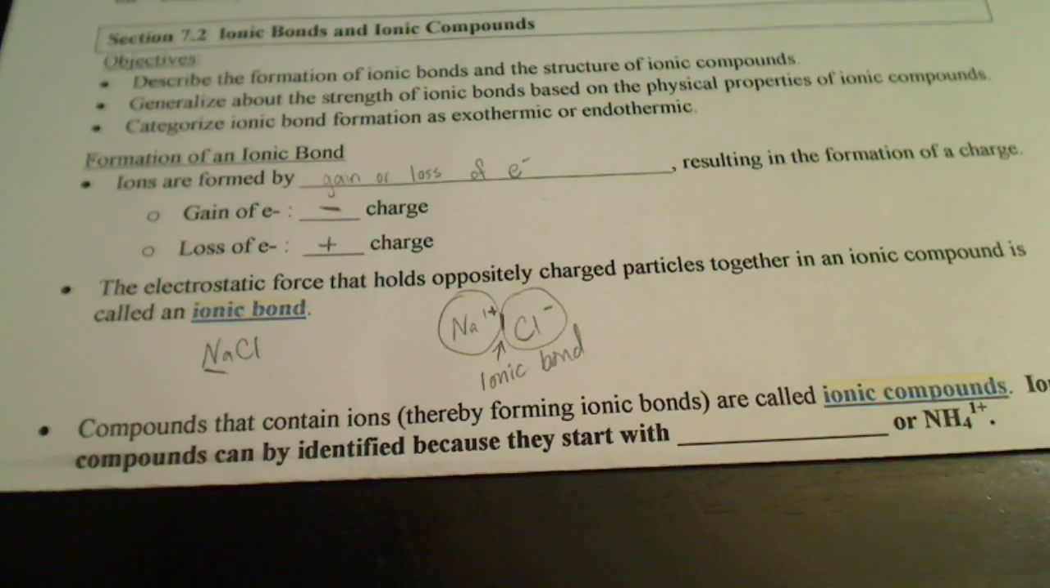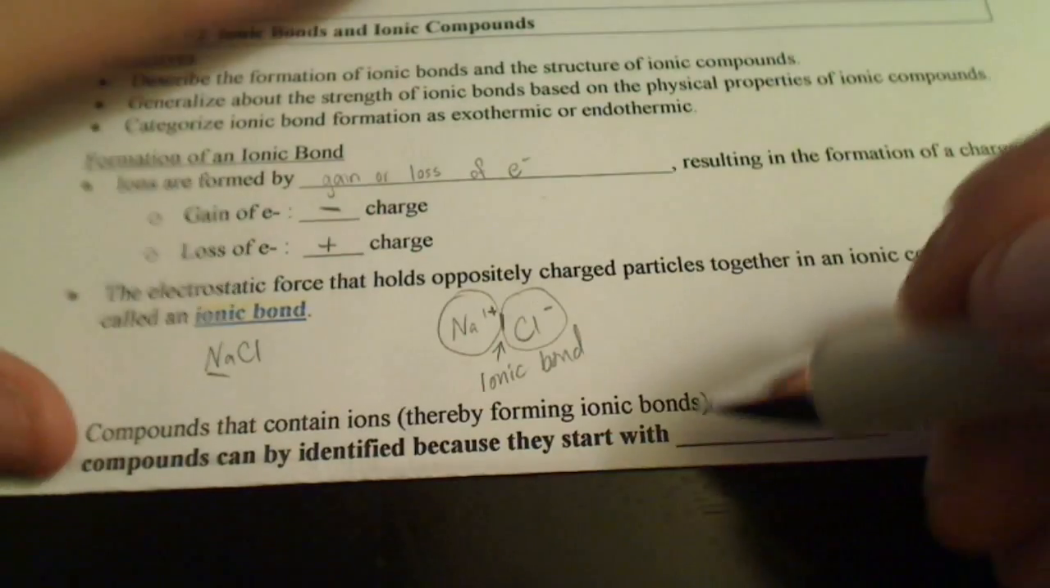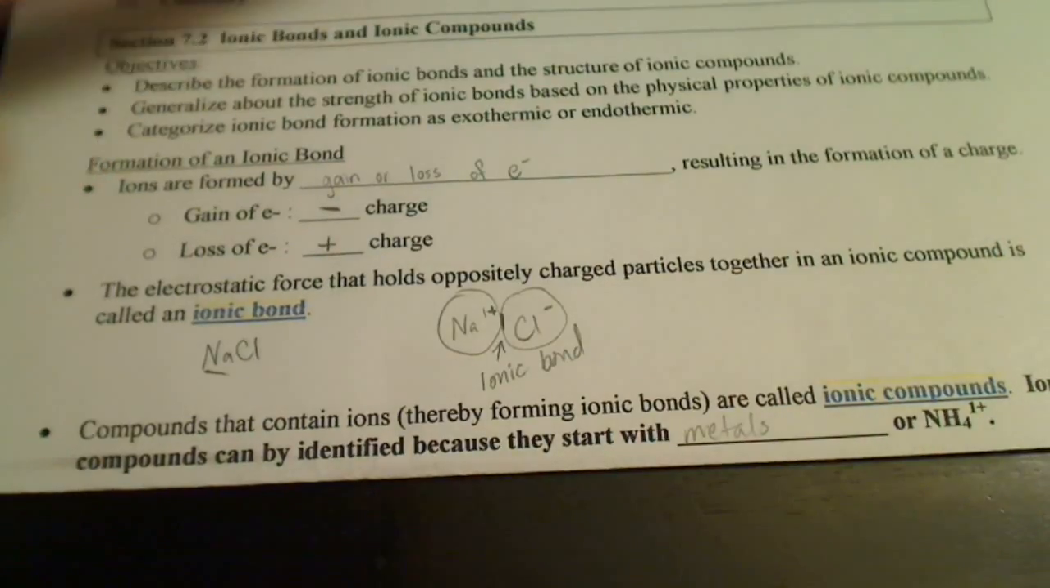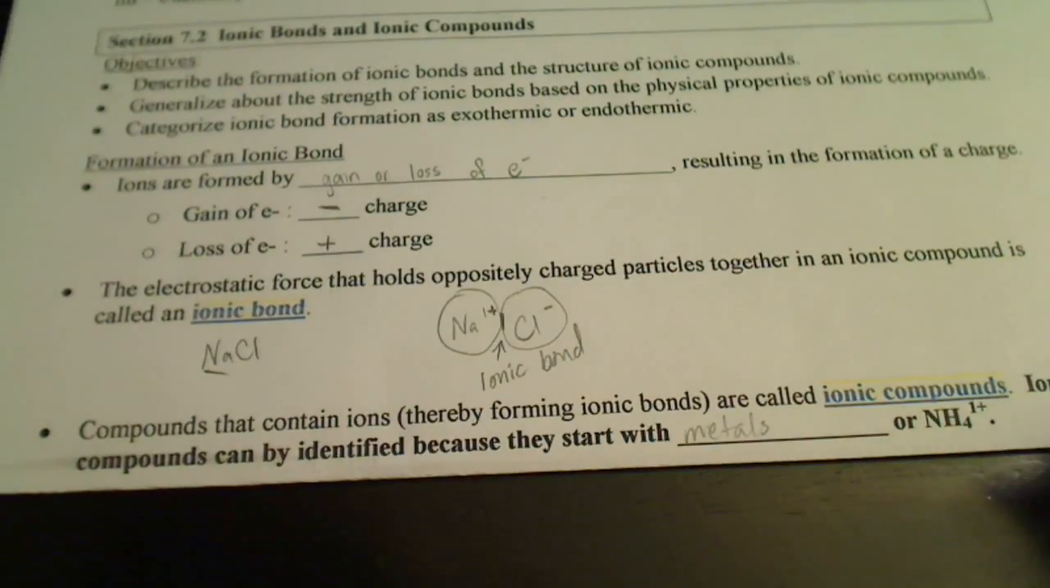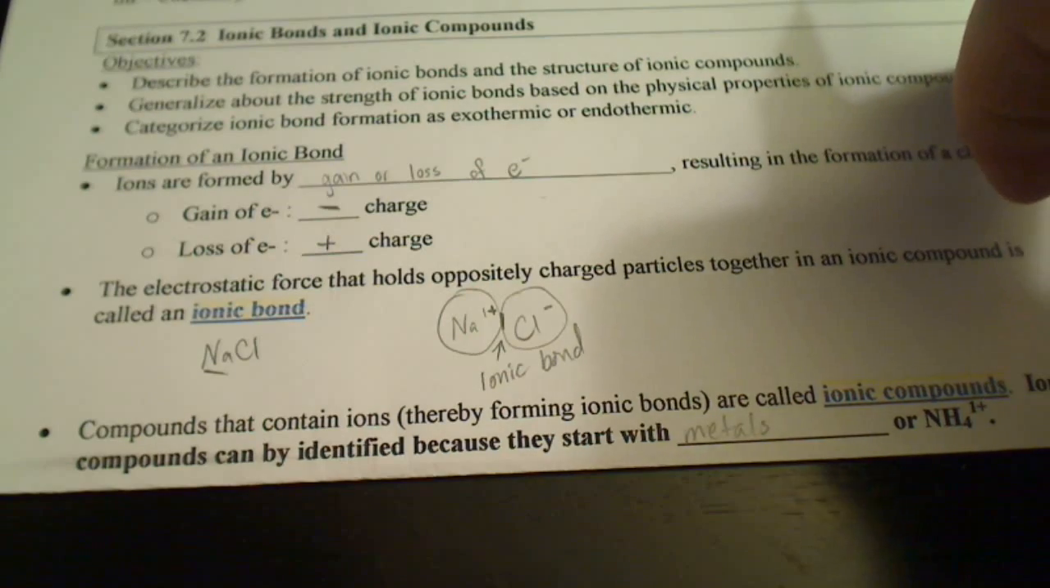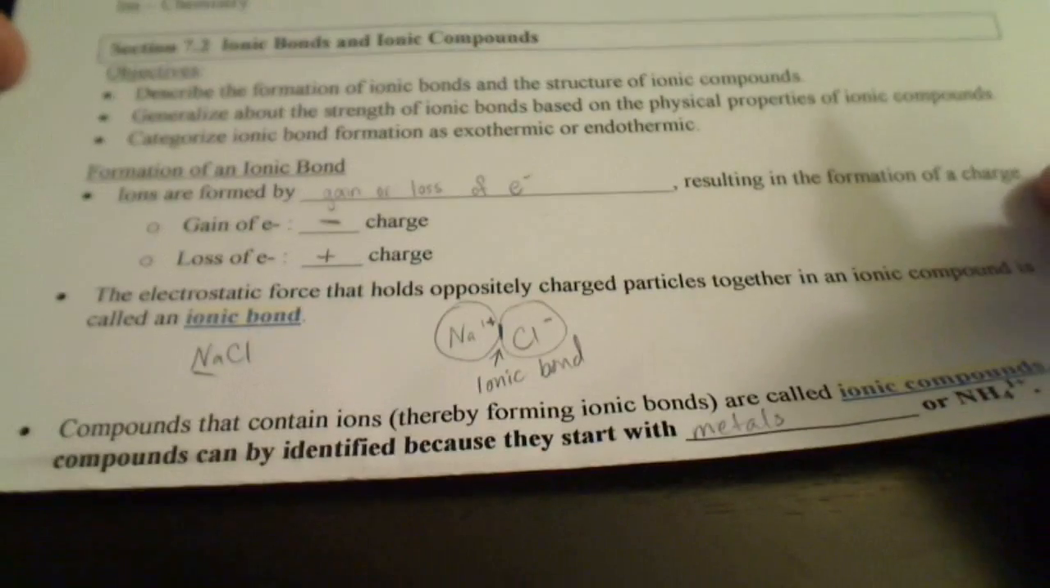Compounds that contain ions, thereby forming ionic bonds, are called ionic compounds. Ionic compounds can be identified because they start with metals or NH4, ammonium. You'll see that this sentence is bolded because it's an important sentence. We're actually going to see a lot of this in the next chapter and see the relevance of that later on, so make sure you keep that in the back of your head. Otherwise, flip over, and this is simply the bottom part of your handout.